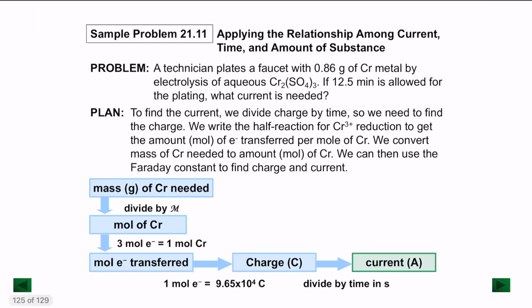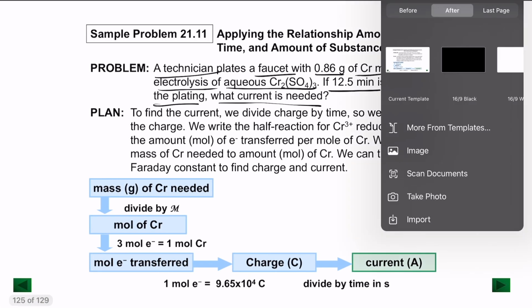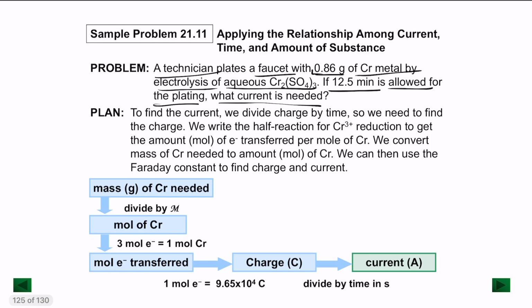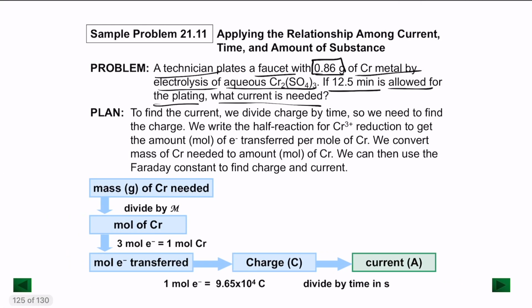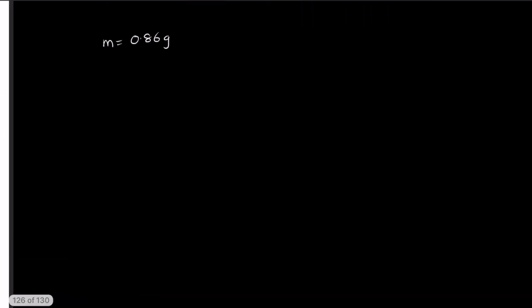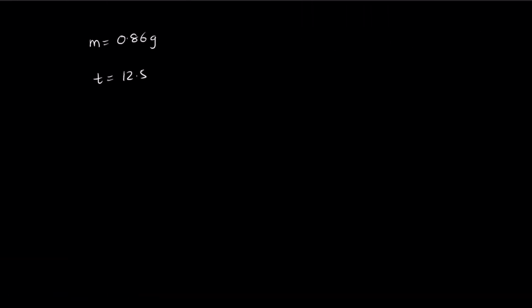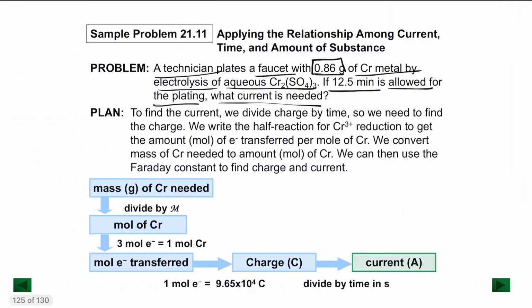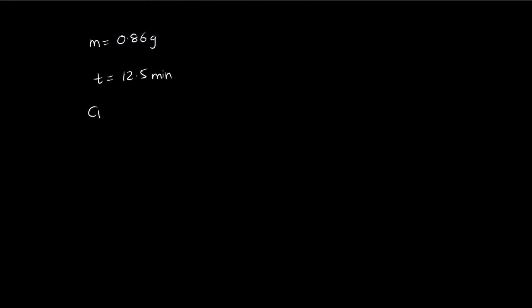So let's take an example right here. A technician plates a faucet with 0.86 grams of chromium metal by electrolysis of aqueous chromium sulfate. If 12.5 minutes is allowed for the plating, what current is needed? Let's first take the amounts that are given. The mass is 0.86 grams, and the time taken is 12.5 minutes. And we are using chromium sulfate.